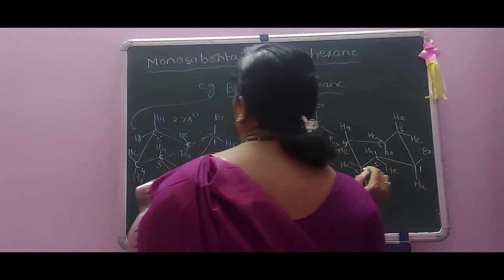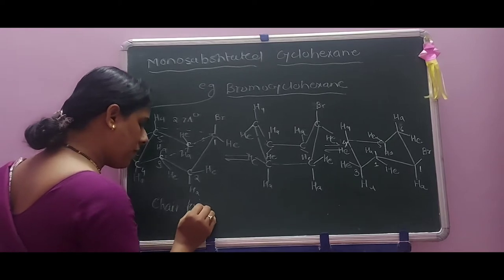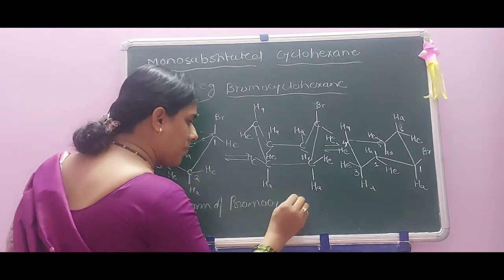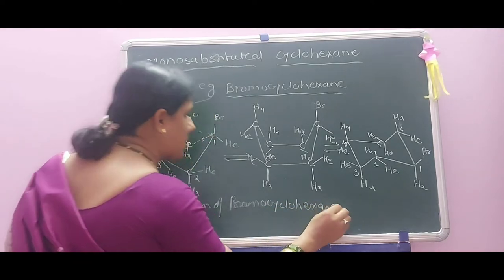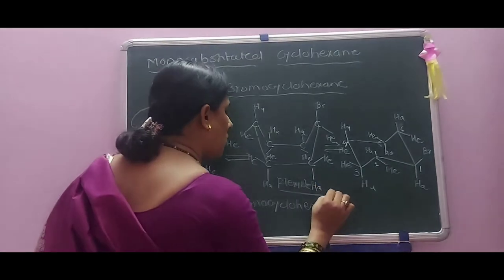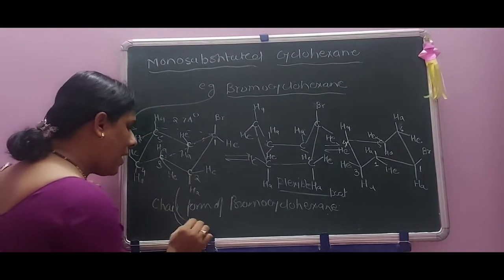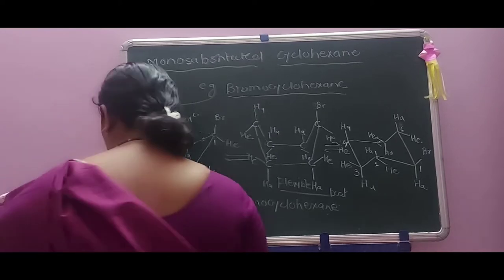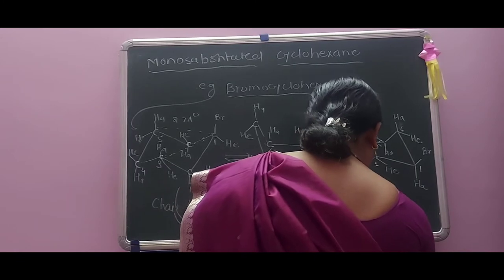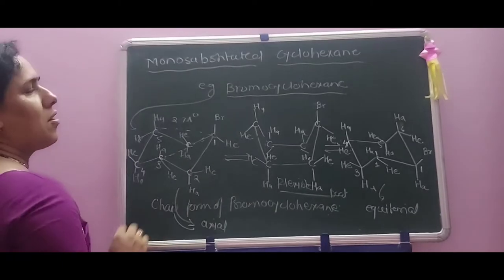Now, this is the chair form of bromocyclohexane. This is the flexible boat form of cyclohexane. Flexible boat. And these are the chair forms. This is the axial form. This is the equatorial form. Now, see around this.